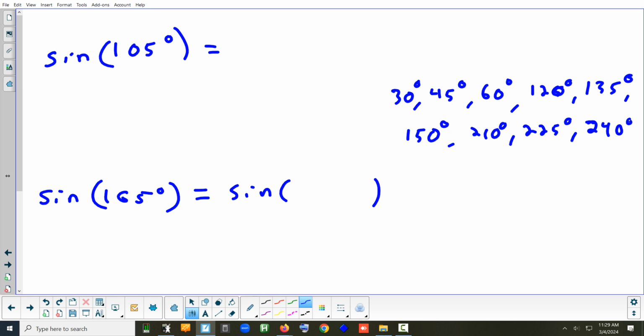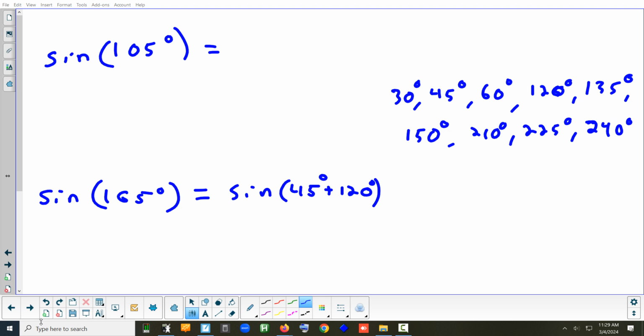Okay, so does anybody see how you can get 165? And I do see a way to do it with the numbers that are up there. Yeah? 45 plus 120. Yes, yep, you can do 45 plus 120. I was thinking 135 plus 30. But 45 plus 120, that works too. As long as you can figure out the coordinate for 45 and the coordinate for 120.